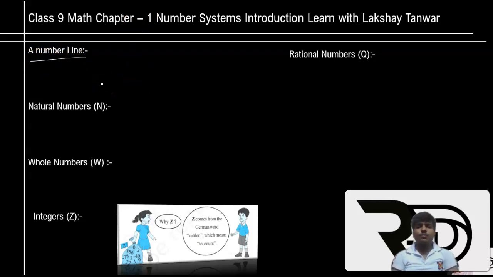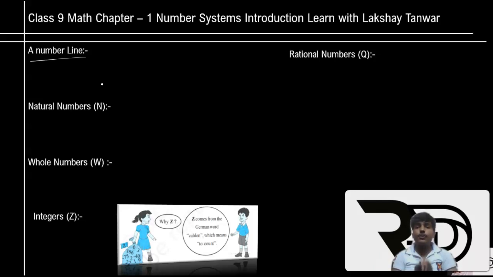Now, the number line we all know. What is the name of the chapter? It is Number Systems. When we talk about number systems, what comes to our mind? The different types of numbers in mathematics that we study. We get real numbers, rational numbers, integers, and so on. If you want to pursue maths in 11th and 12th, you will be talking about many other types of numbers also in your number system.